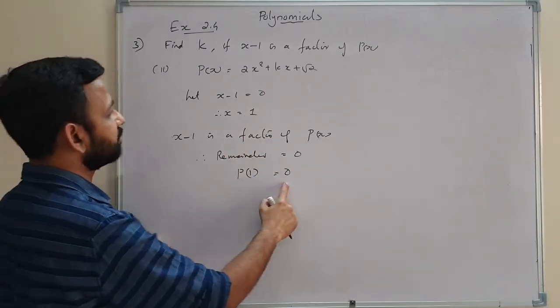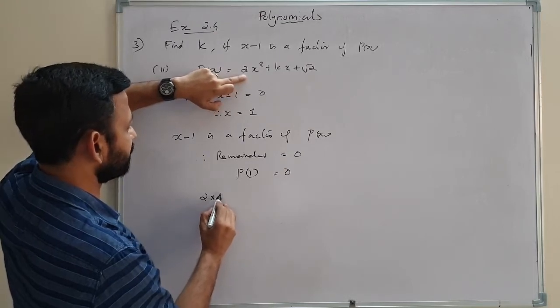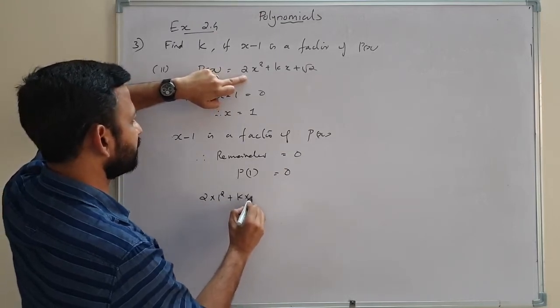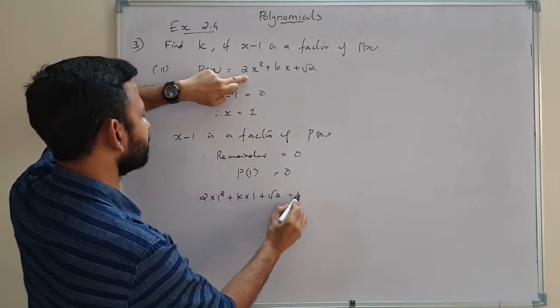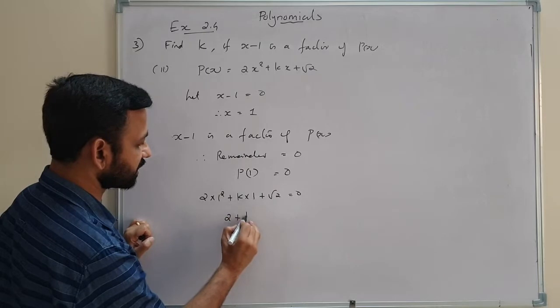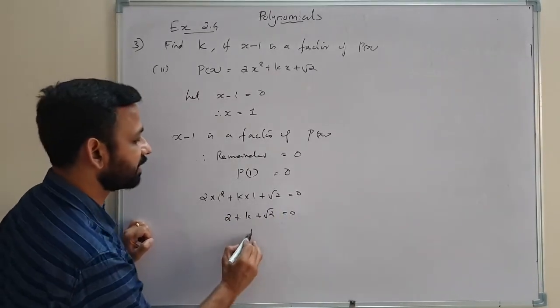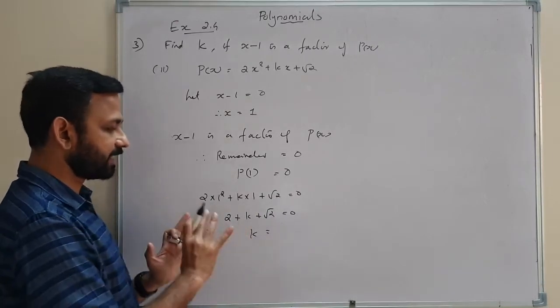So p of 1 equals 0, that is 2 into, replacing x by 1, 2 into 1 square plus k into 1 plus root 2 equals 0. 2 into 1 square, that is 2, plus k into 1, that is k, plus root 2 equals 0. From here we can find the value of k.